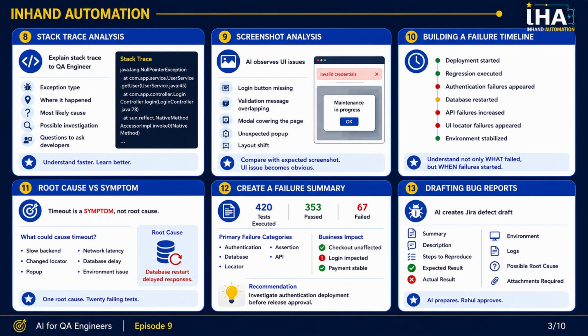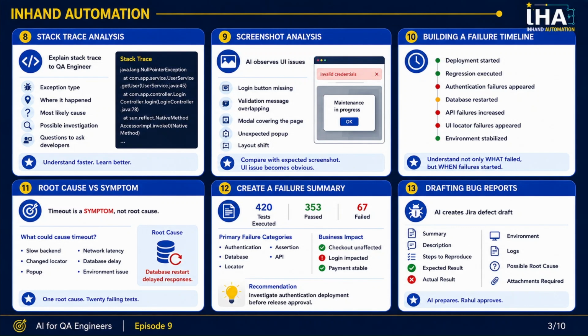And then we were having the next category where Playwright captured the failure screenshot. Rahul uploads one and AI observed that login button is missing. Validation message overlapping, modal covering the page, unexpected pop-up, layout shift. So Rahul compares it with actual versus expected.